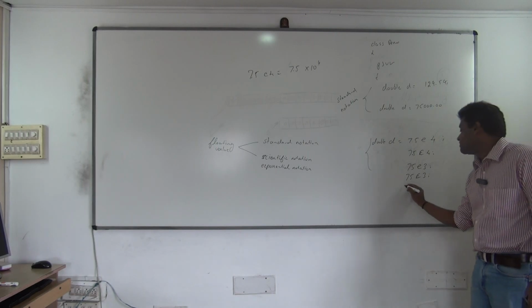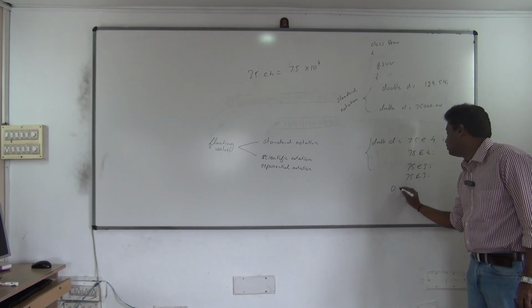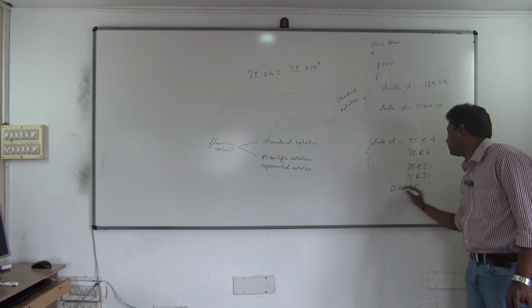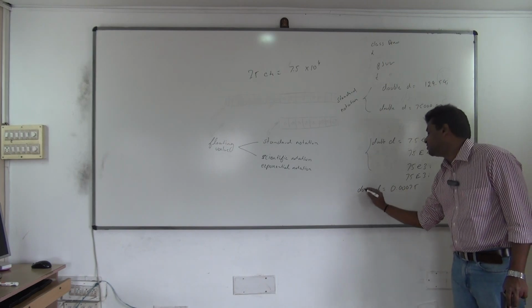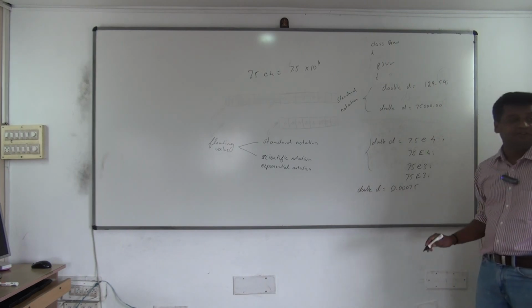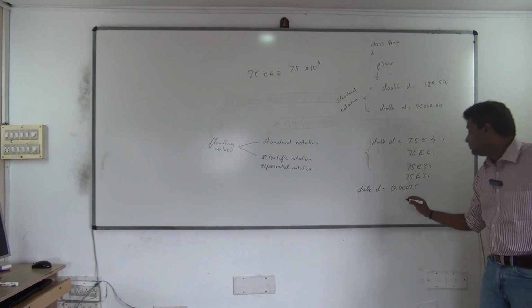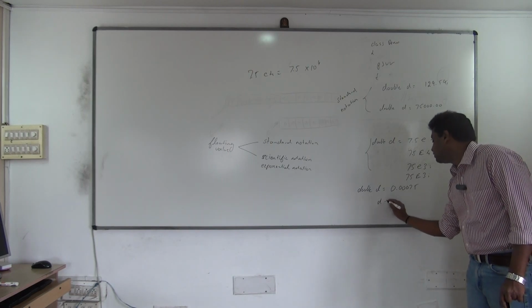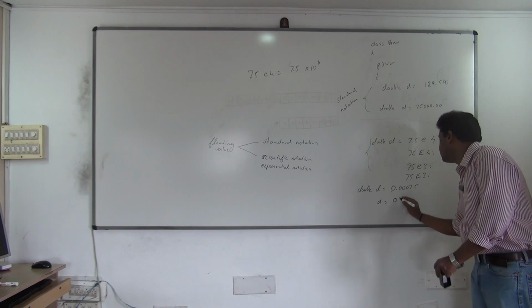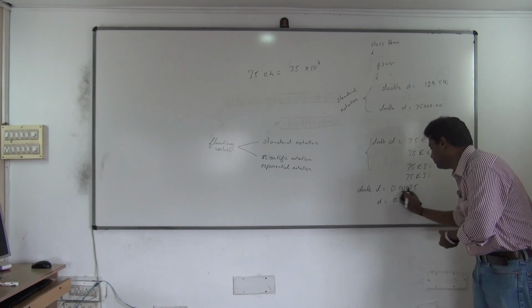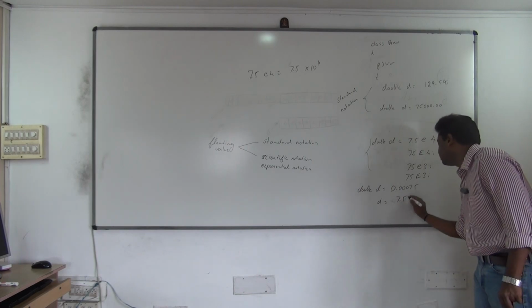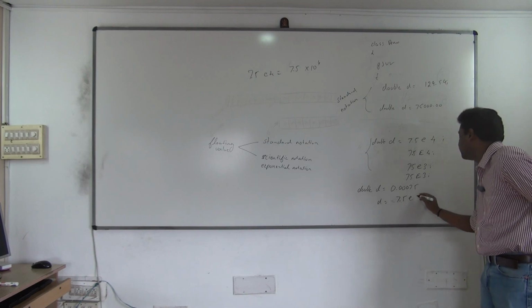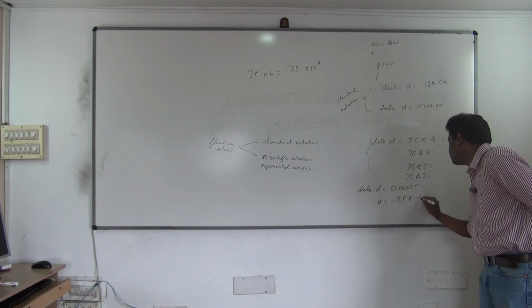But the same if I want to represent, see another value I'll give you, 0.00075. So this is standard notation. If you want to go with scientific, how will you do? D is equal to 0.75, or you can write 7.5 also. Many ways are there here. 7.5 E what? Minus 4. That's it.